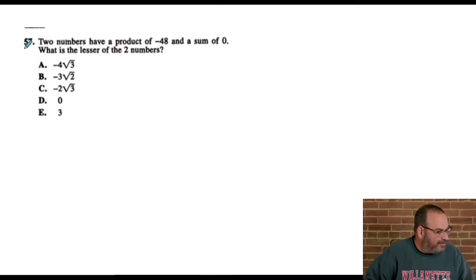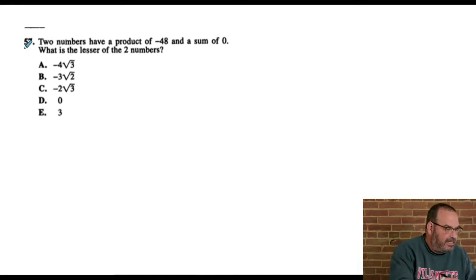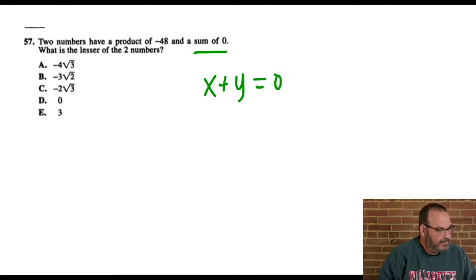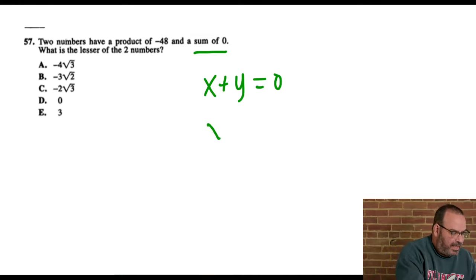All right, here's the last one for the evening before we finish up, and it's number 57. Two numbers have a product of negative 48 and a sum of 0. So x plus y is equal to 0. The sum is equal to 0. That means that one number is the opposite of the other. So x is equal to negative y.